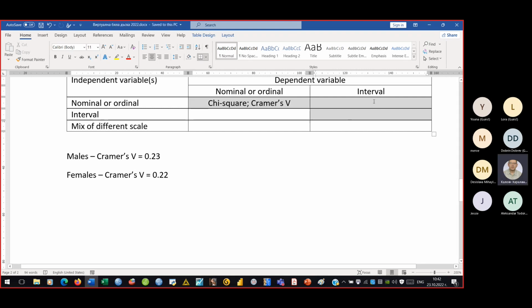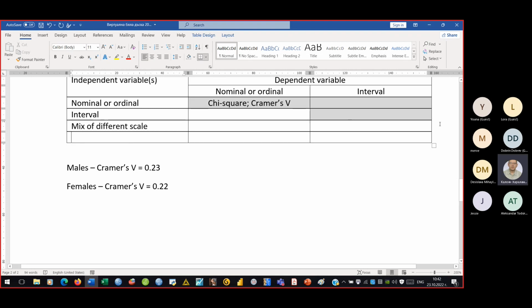So next cells in the first row, nominal or ordinal independent variable and interval dependent variable. Again, I will add here additional row, and when dependent variable is nominal or ordinal, it will be optimism, but optimism R, optimism measured in three categories: below the norm, in the norm, and above the norm.